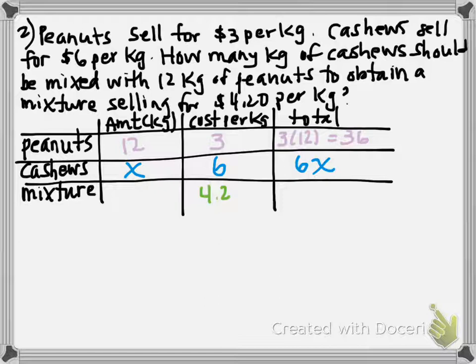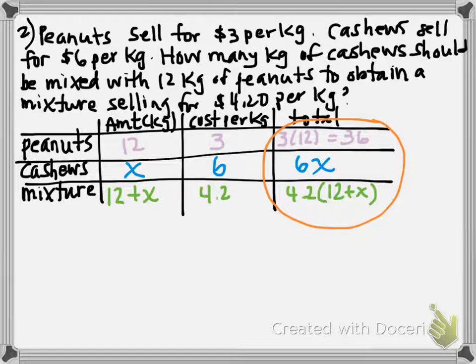So what do I write for the amount in the mixture? Yeah, it's the two quantities added together. So then I get 4.2 times the quantity 12 plus x. So again, where I look for my equation, since I have one unknown, is from that total column. So I get 36 plus 6x equals 4.2 times the quantity 12 plus x.